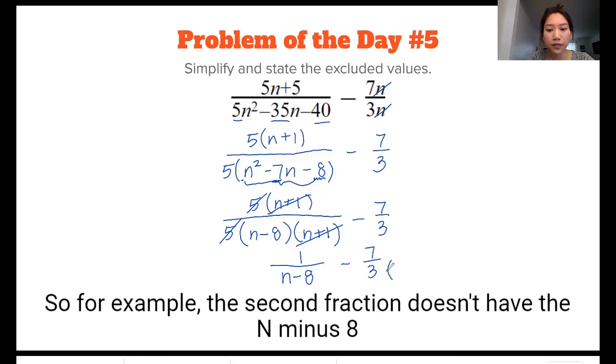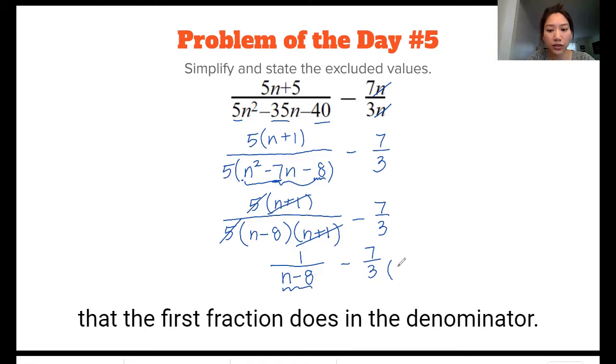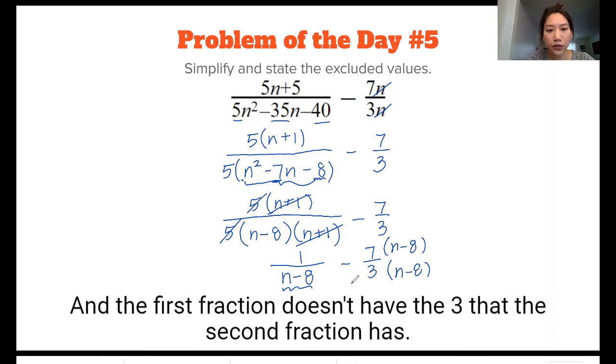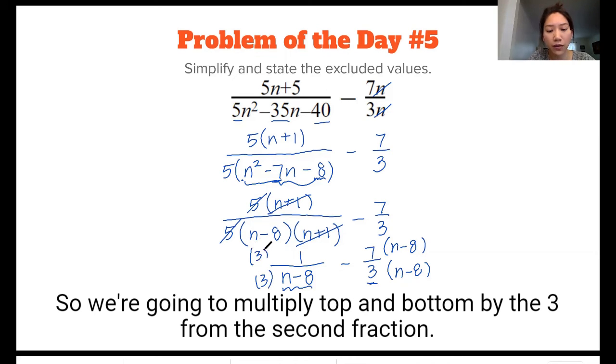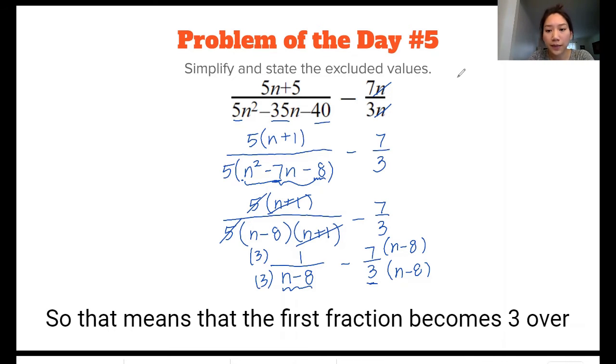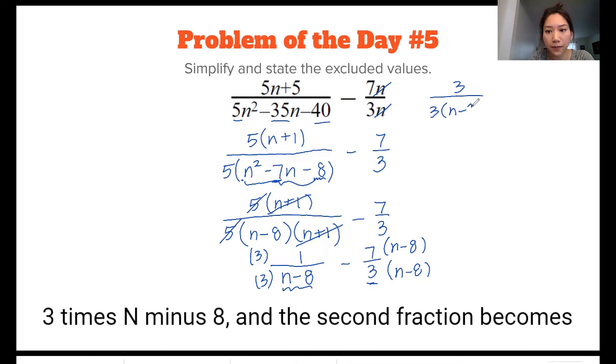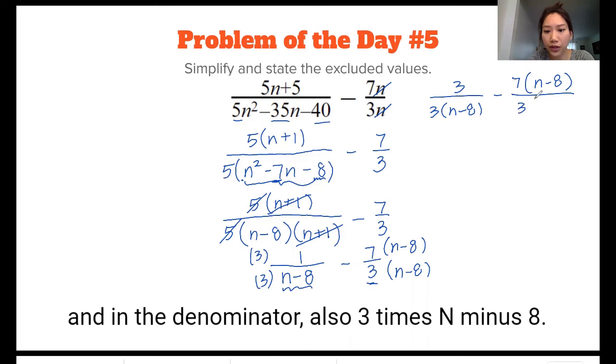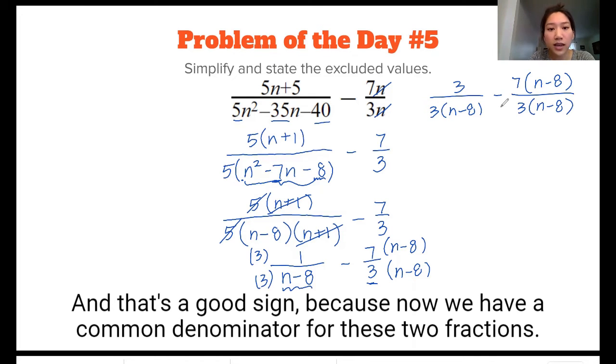So for example, the second fraction doesn't have the n minus 8 that the first fraction does in the denominator. So we're going to multiply top and bottom by n minus 8. And the first fraction doesn't have the 3 that the second fraction has. So we're going to multiply top and bottom by the 3 from the second fraction. So the first fraction becomes 3 over 3 times n minus 8. And the second fraction becomes, in the numerator, 7 times n minus 8, and in the denominator, also 3 times n minus 8. And that's a good sign, because now we have a common denominator for these two fractions.